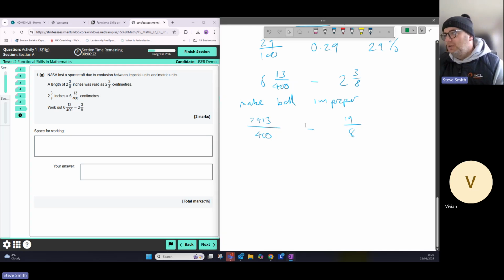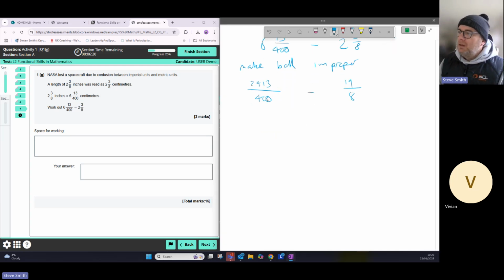Once we've got that question, we need to now make them both the same denominator. If my brain tells me correctly, 8 divides into 400. So I'm going to keep that one as a 400er. I'm happy with that.